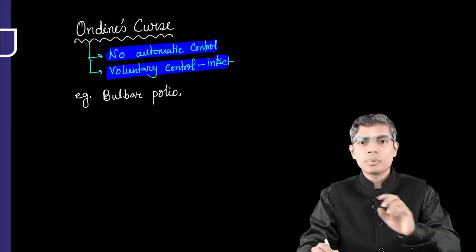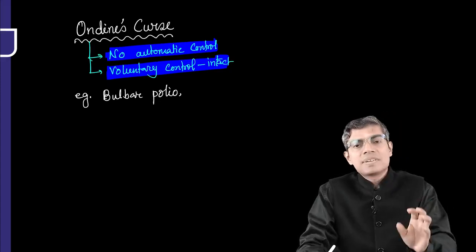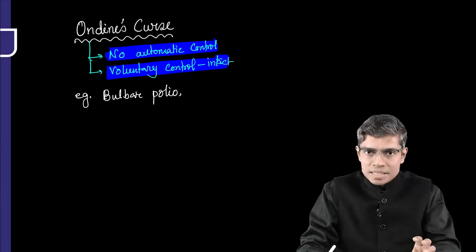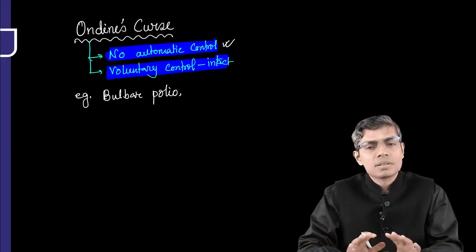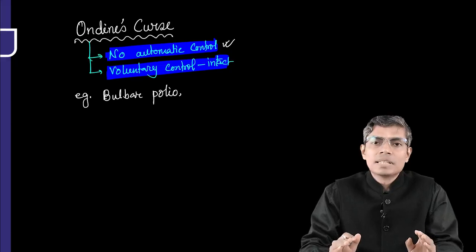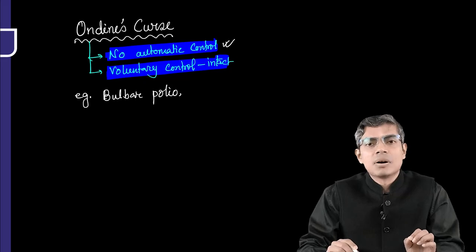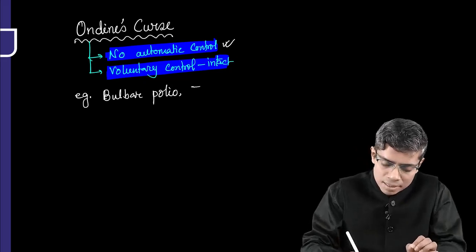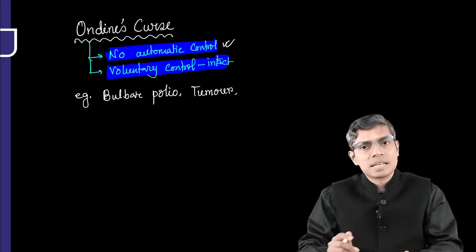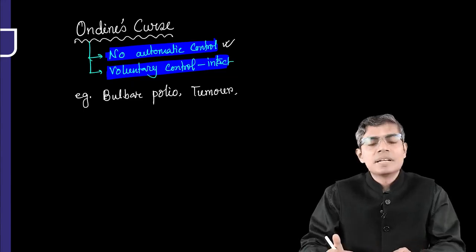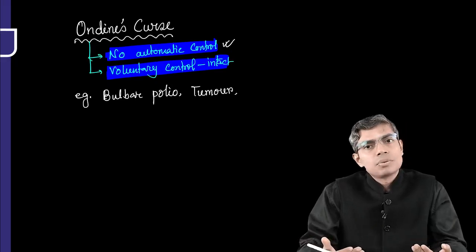So in case of bulbar poliomyelitis, not the spinal poliomyelitis, if the polio is affecting the medulla and pontine region, and if these centers are destroyed, then automatic control is lost and voluntary control is intact, and that will produce a similar condition like that of the Ondine curse. Not only that, certain tumor at the level of medulla can also produce this kind of clinical picture, or even after injury, this kind of scenario can also appear.